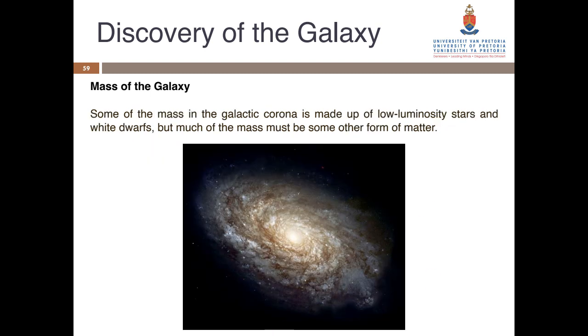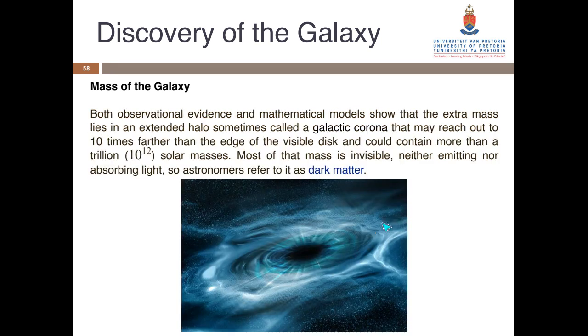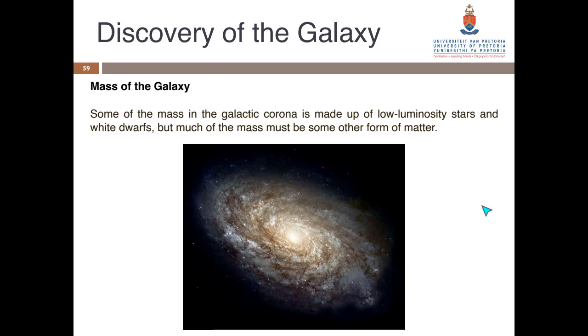But let's go back. Just one thing to keep note of is that recent theories and observations show that the majority of the mass of our own galaxy lies in dark matter and not in normal matter. So some of the mass in the galactic corona is made up of low luminosity stars and white dwarfs, but much of the mass must be some other form of matter.